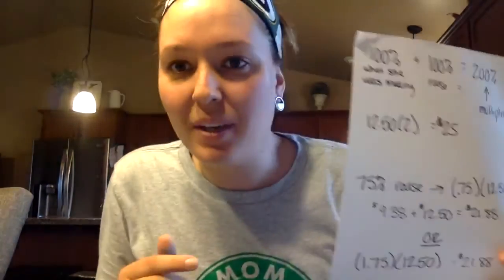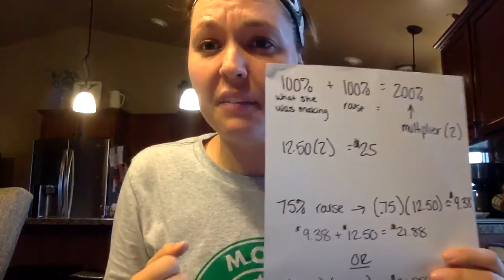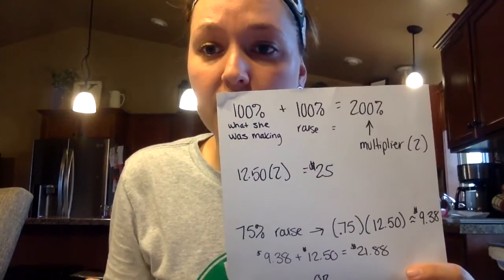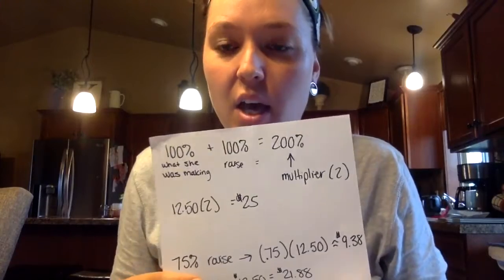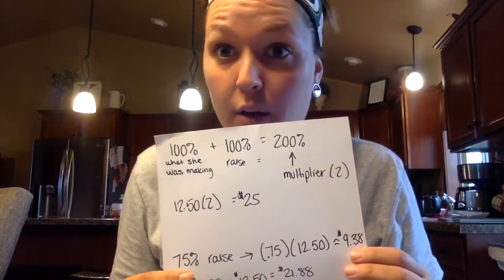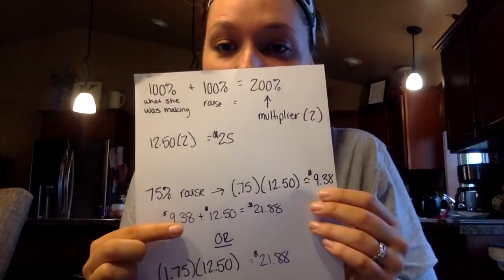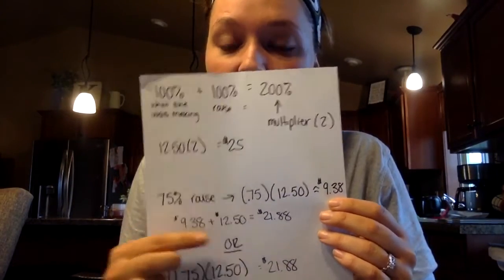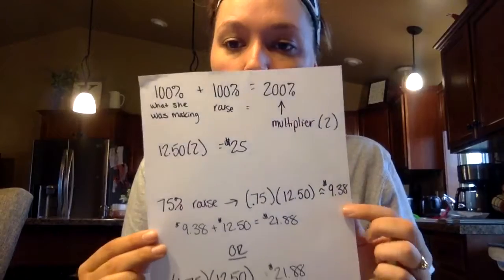So she's not, okay, think about this now. If someone says you're getting a 75% raise, you were making $12.50, and now your new wage is $9.38. That doesn't sound right, because you have to add that to the $12.50 to get your new rate of $21.88. Okay, one way to do it.